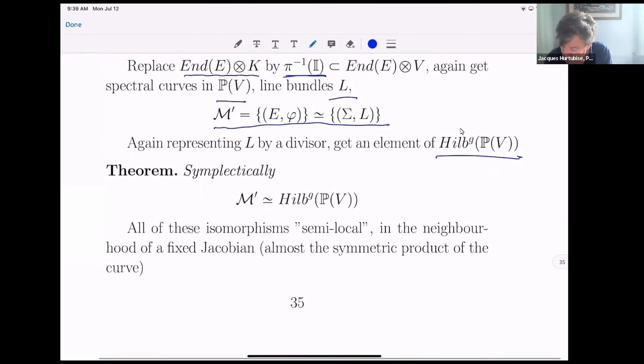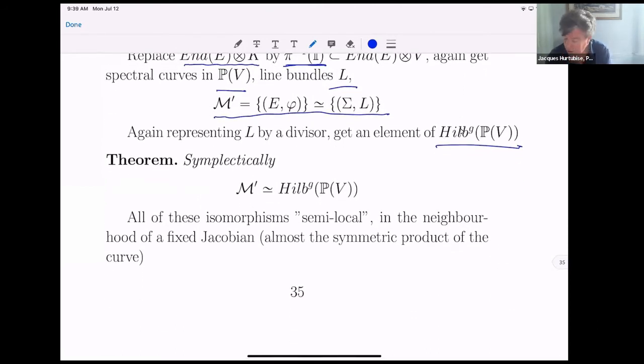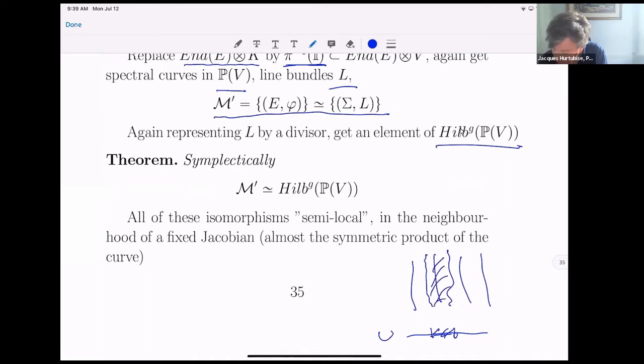Okay, as I was saying, all of these isomorphisms are semi-local. So they're in the neighborhood of a fixed Jacobian. So your picture is an integrable system. You've got a family here of Jacobians and curves. And so somehow in the neighborhood of some open set of Hamiltonians in the base, you can define this. The global structure is more complicated. It works better, of course, when the degrees are just right, in which case you get something at least for all the smooth curves in the locus.